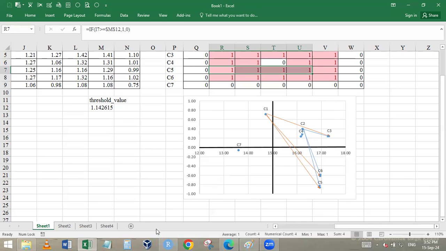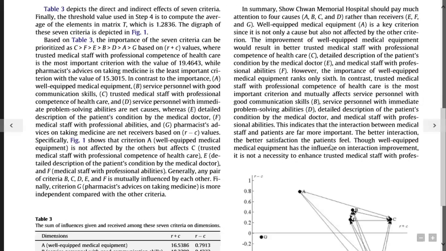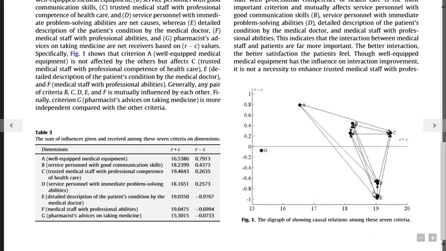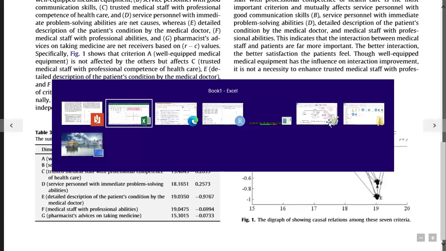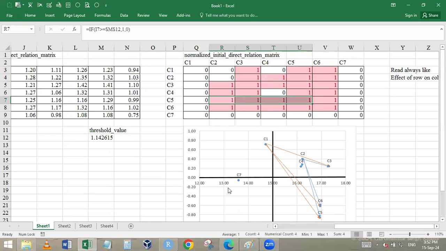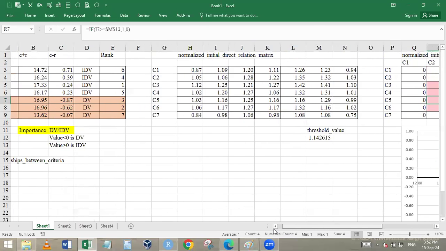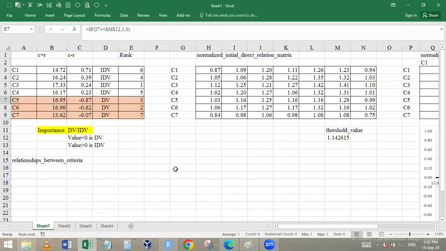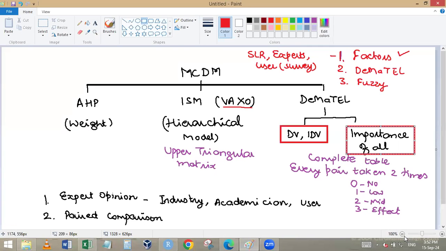The same sort of diagram they have made here. So arrows where A has effect on B, and B on A, put a two-sided arrow. And they have not used, but you can make different colored arrows so that you can really show where the effect is going, which one effect will go. So this is all about the DeMaTEL. DeMaTEL is complete now. What we have done in the DeMaTEL: take the expert opinion, come to this part, take the expert opinion from the experts.